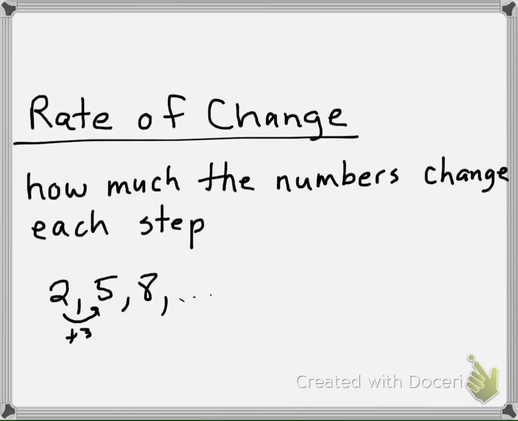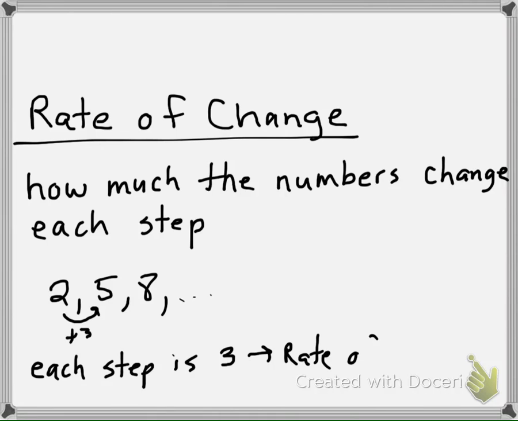Well, we know that. We already did that before. We call that the common difference. But the difference is 3. Each step, it changes 3. Well, if each step changes 3, then that means the rate of change equals 3. So you can kind of think of the common difference as the rate of change, because that's what it is. It's how the numbers change each time.